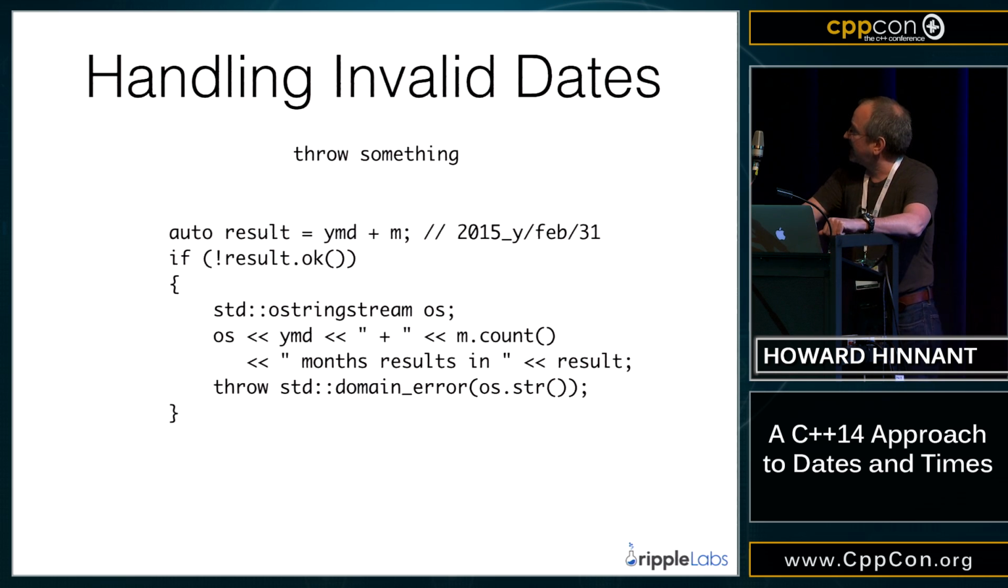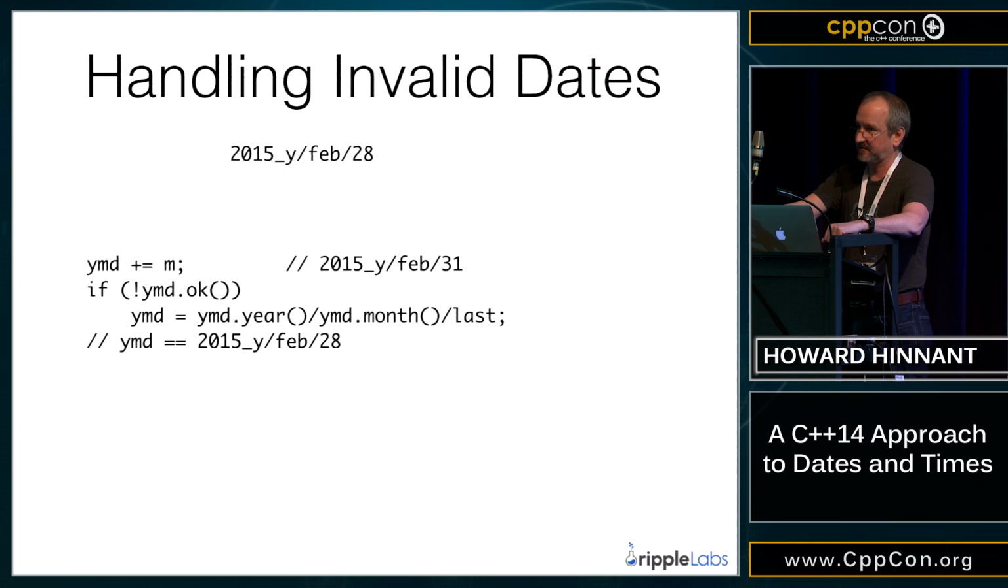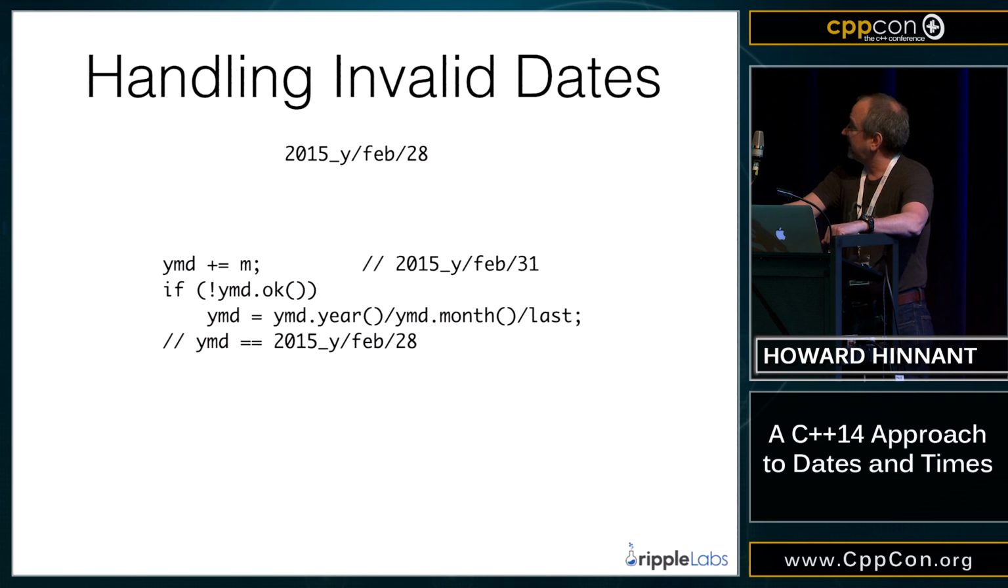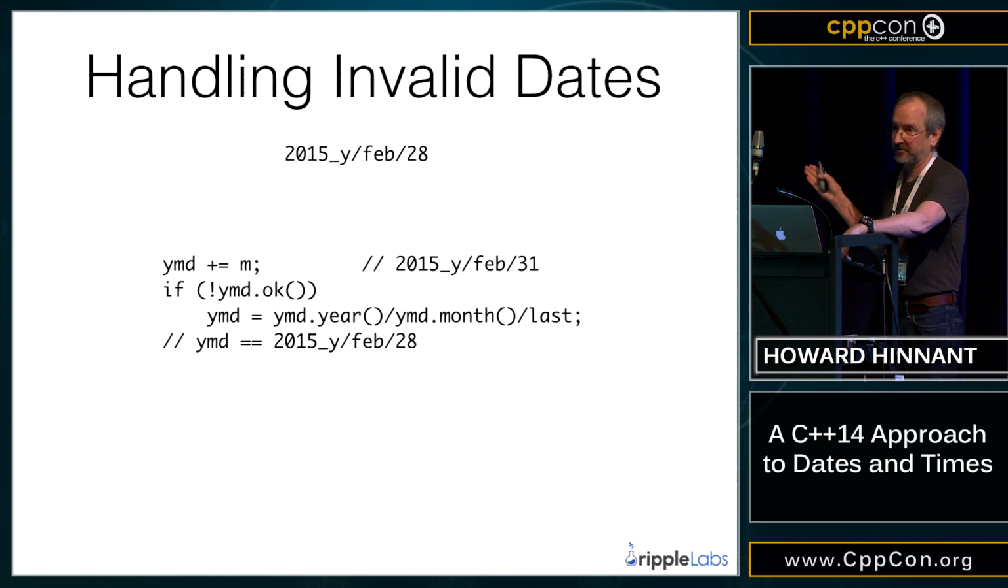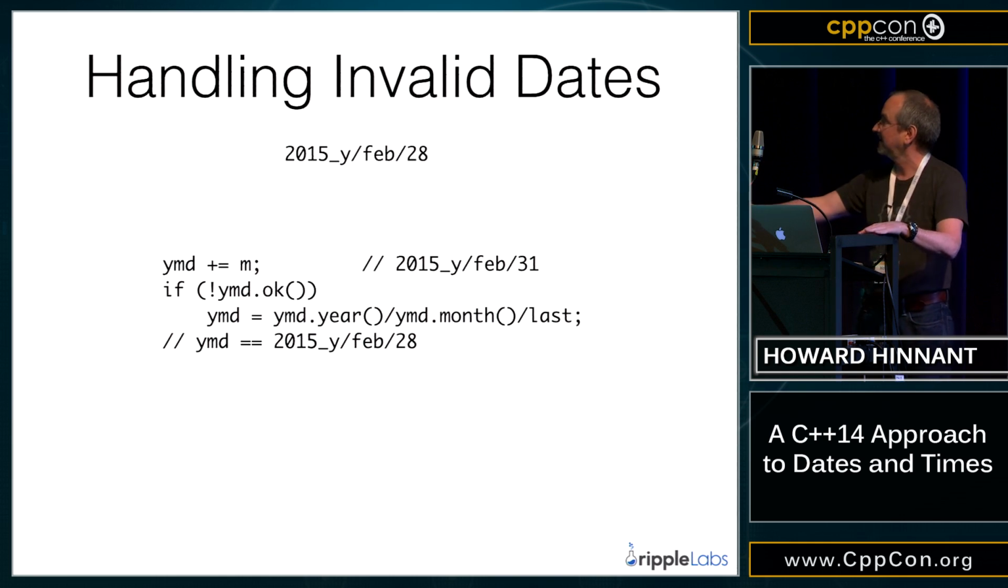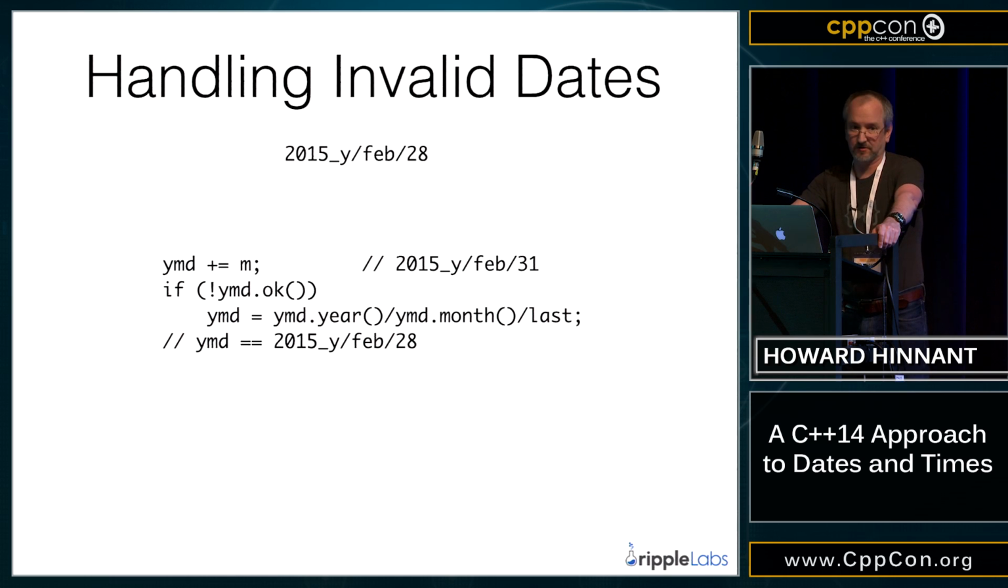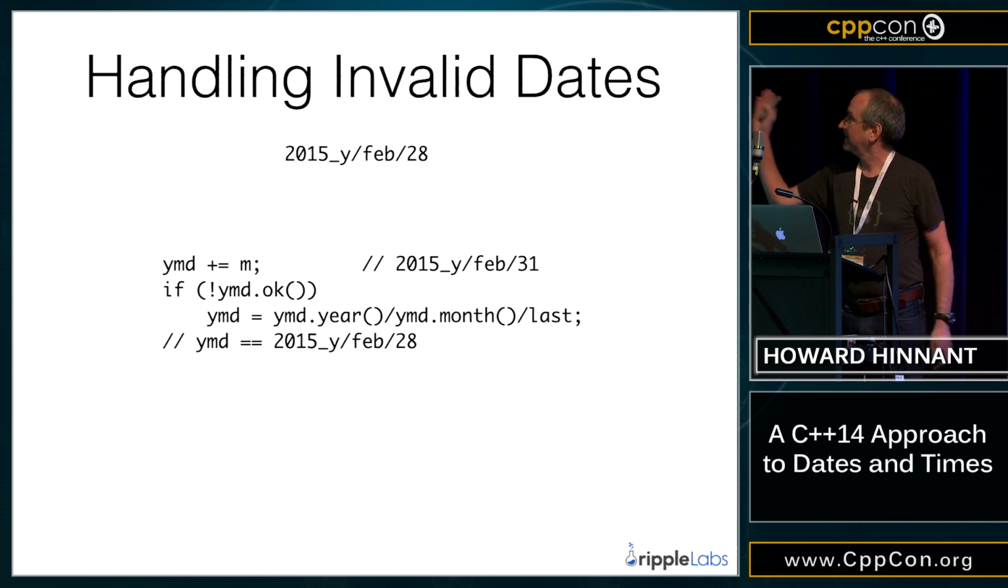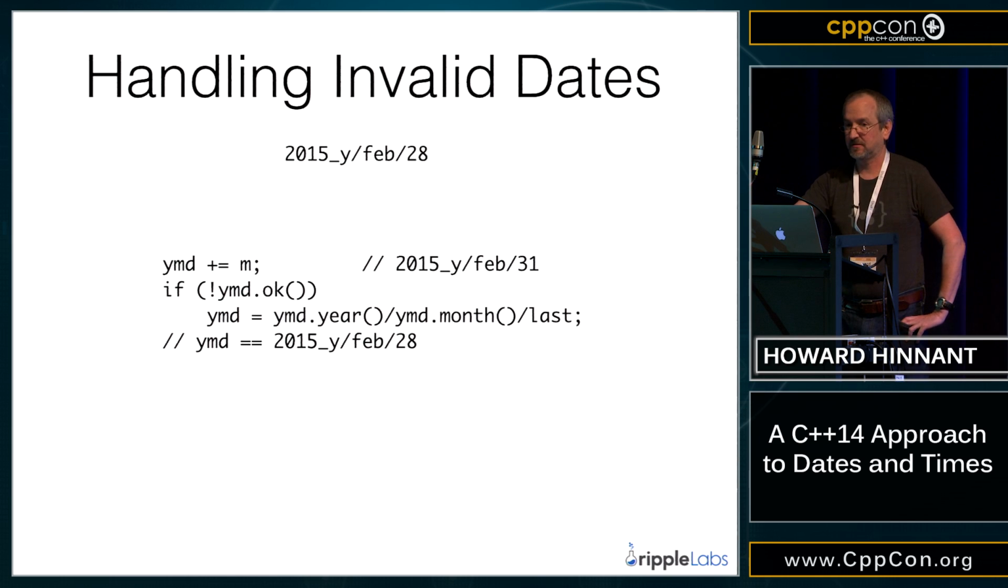But how do you talk this library into snapping to the end of the month? Well, that turns out to be incredibly easy too. If you add the month, and it turns out not to be okay, you can construct a new year, month, day by taking the current year, the current month, and appending it with this keyword, well, this operator called last. And that literally means whatever the year and the month is, I want the last day of that year, month, day, assign it back into YMD, and voila, you're at February 28th.